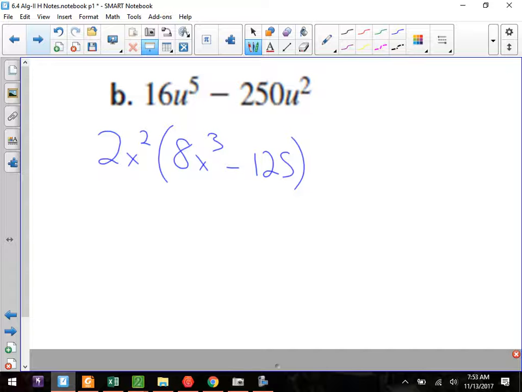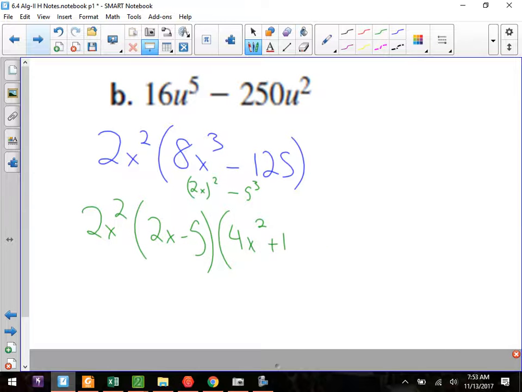Remember that if you write these through, that means this is 2x cubed minus 5 cubed. So the 2x and the 5 are what you want to call the A and the B, the factors. So you have 2x squared, oops, sorry, 2x squared, then we have 2x minus 5, 4x squared plus 10x plus 25.